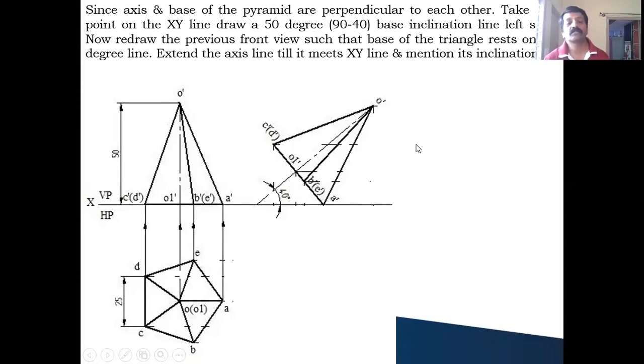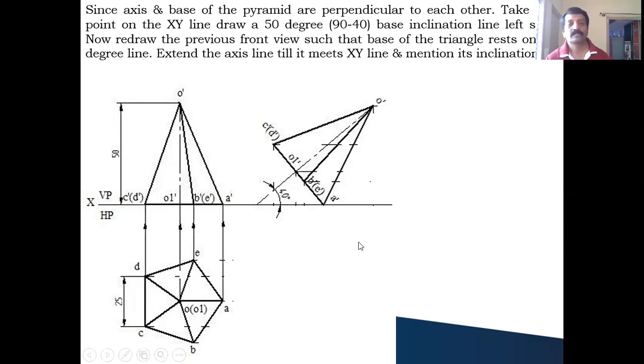Okay. So now you have redrawn. After this, this is the axis line O dash and O1 dash. You extend this line till it meets the XY line. Then the axis inclination you can show. If the base I have taken is 50 millimeter, then the axis inclination you have to get is 40 degree. That's all. So you have redrawn this front view such that the base of this triangle comes on the 50-degree line like this. So this completes your front view.